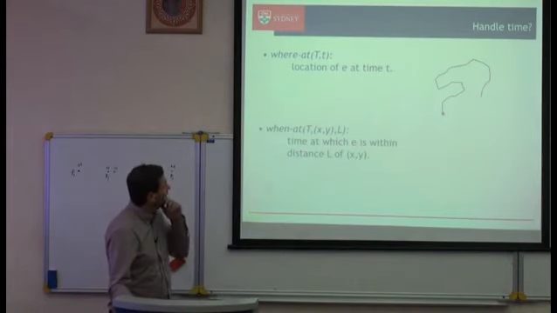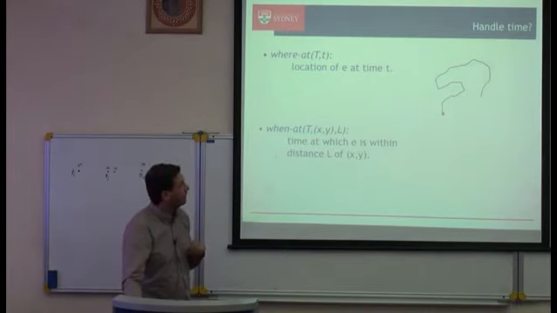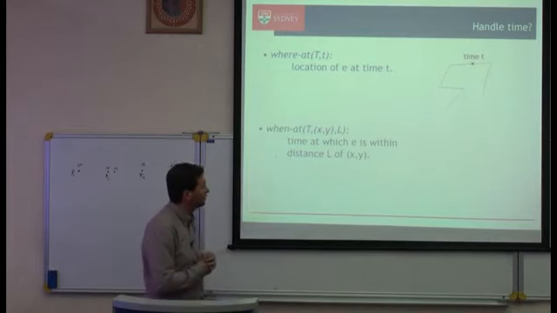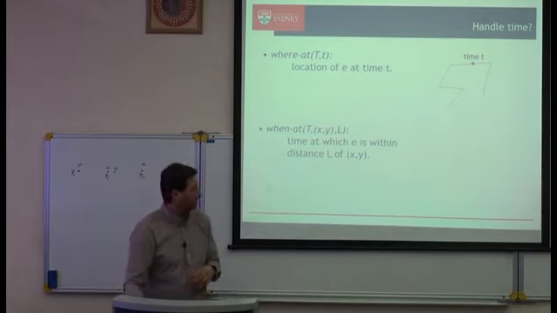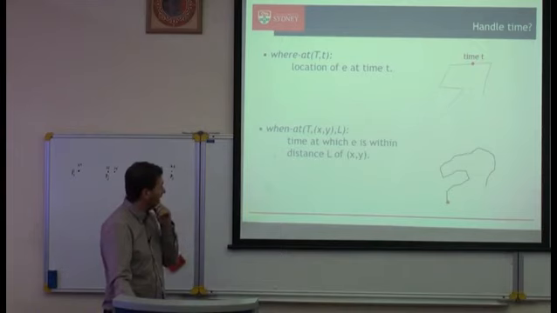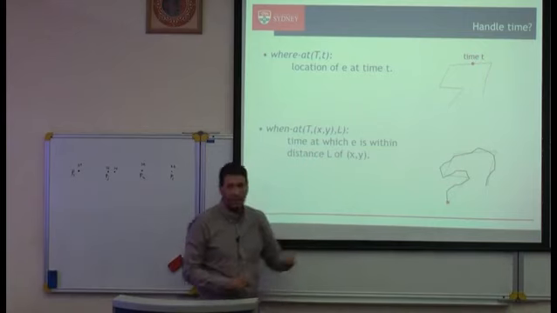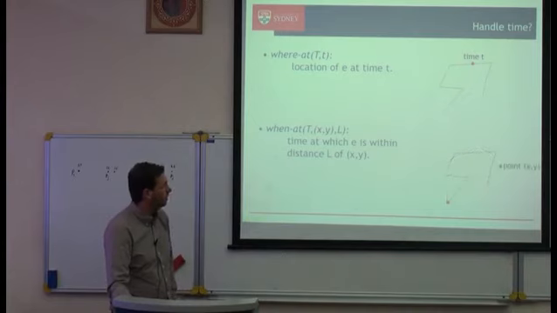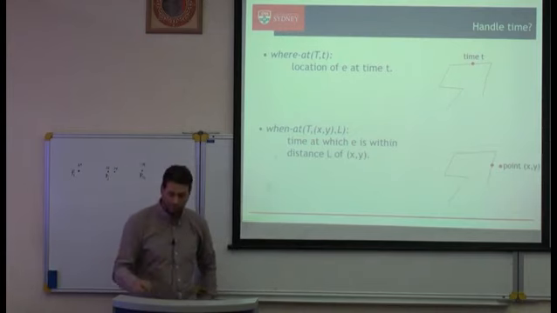So where at. You want to have the location of E at time t. Maybe that is your simplification. And then you state your time t, and you want the position of the entity at that time. This is not too hard to get correct when you do the simplification. The other one, when at: you want to have the time at which E is within distance L of your query point. So maybe you have a query XY and you want to know when your entity is close to that point. Okay?